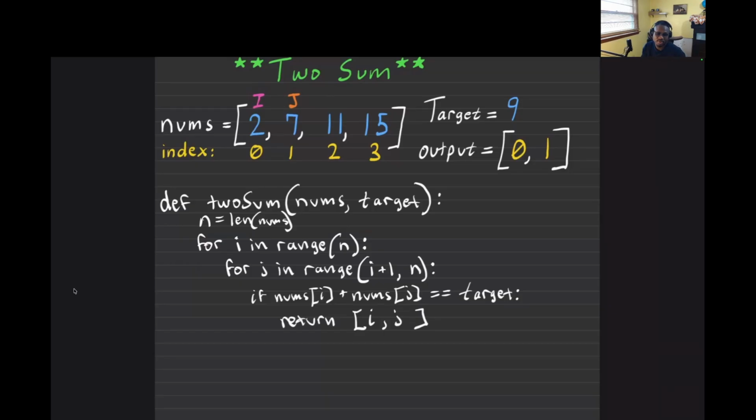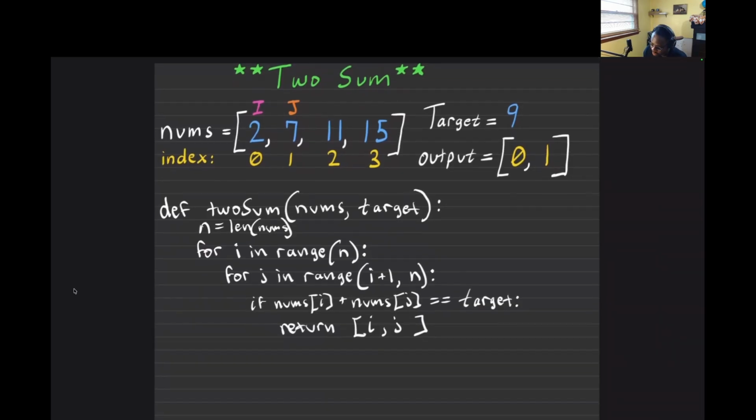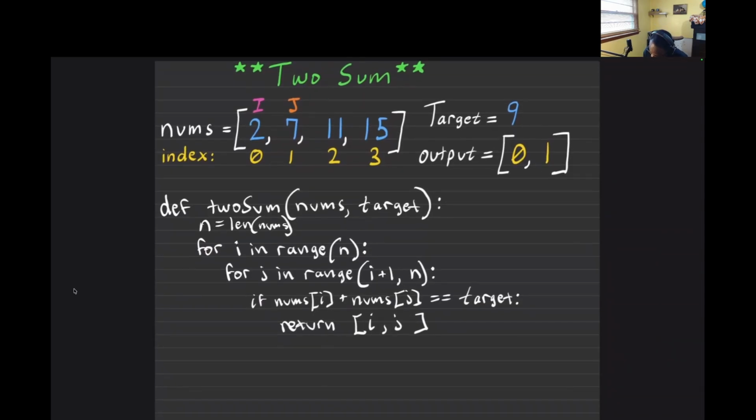I'll just do a quick walkthrough for you guys. Notice here that we have our iteration starting with i and j, and we have those values here. Luckily for us, at the very first iteration, nums of i, 2, plus nums of j, 7, when we add them up, we do get the target, which is 9. So then we return the indices i and j, which are 0 and 1.